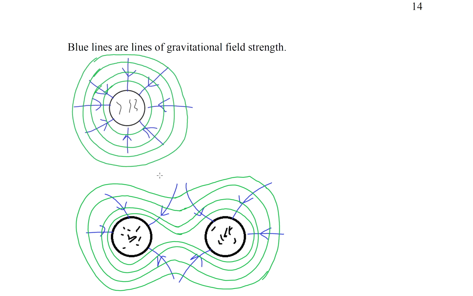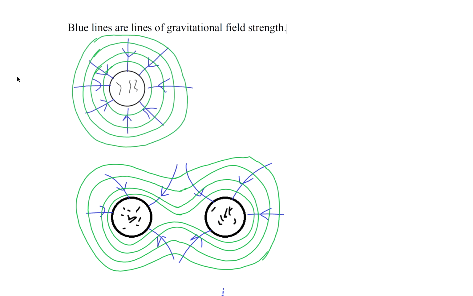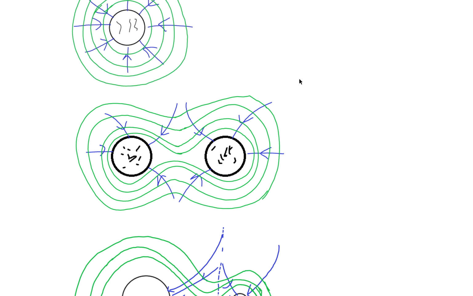The blue lines are lines of gravitational field strength. You can see in the first image, the lines are straight lines that go towards the center of the object. In the second image, the gravitational field lines always hit these two planets 90 degrees from the surface. I know my drawings are a bit terrible, I apologize.